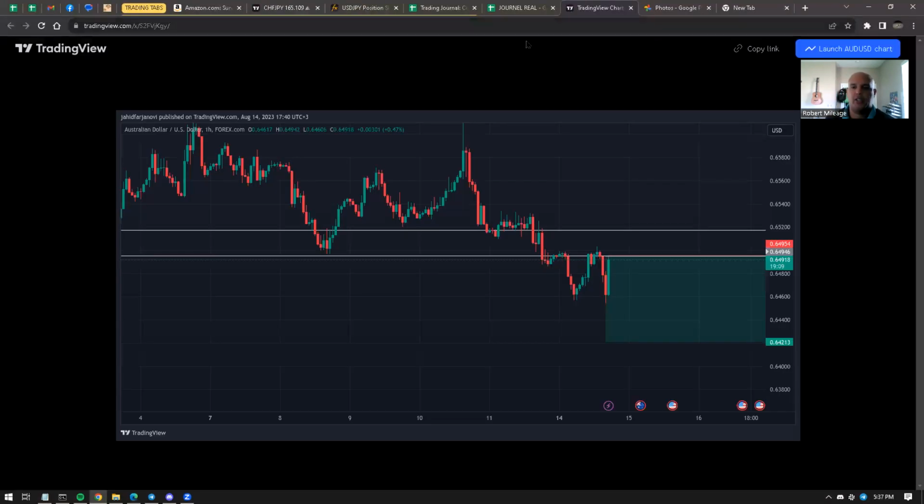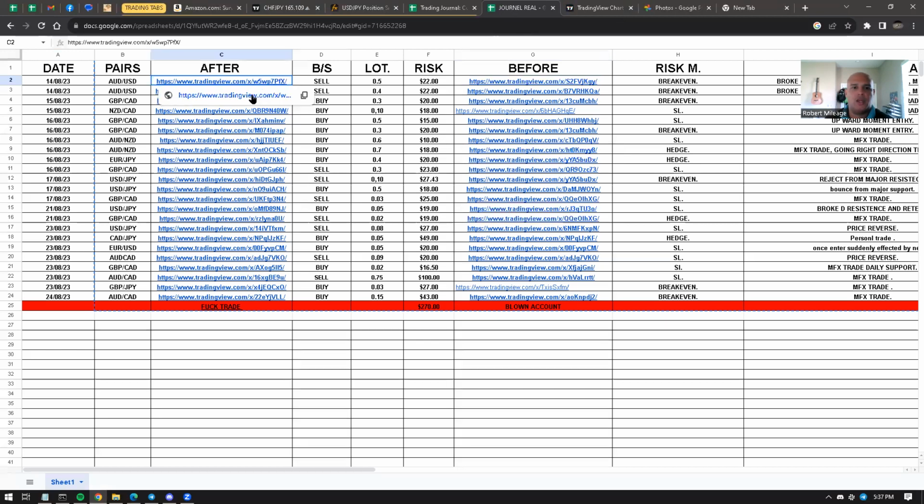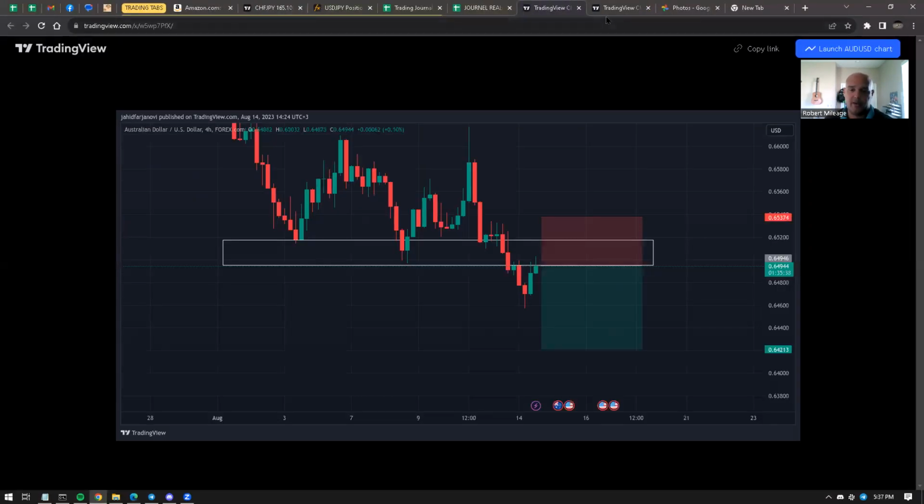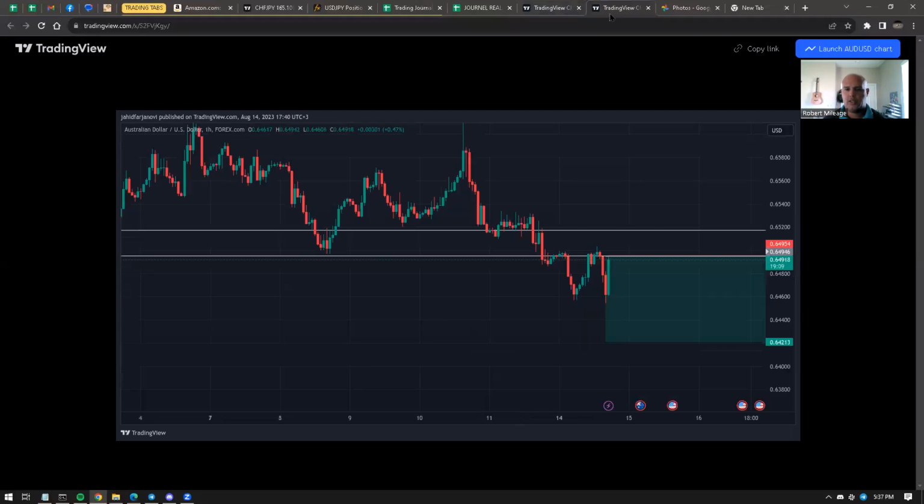So we got an AUD/USD trade. Looks like a break and retest. The only thing I would say in regards to that, that looks nice here. I like this zone. This zone looks great. The break area here, is that the right?